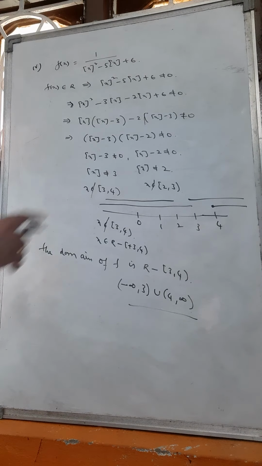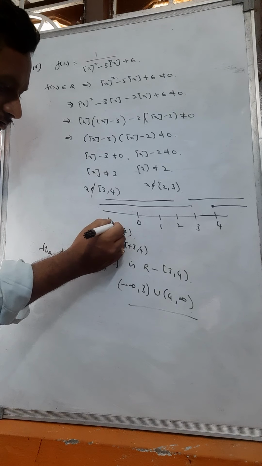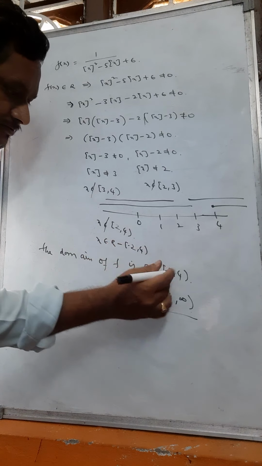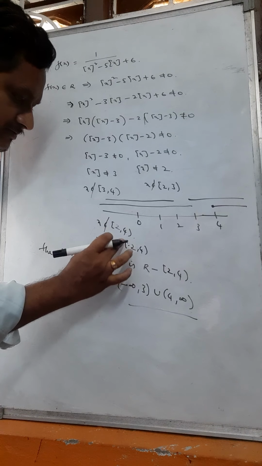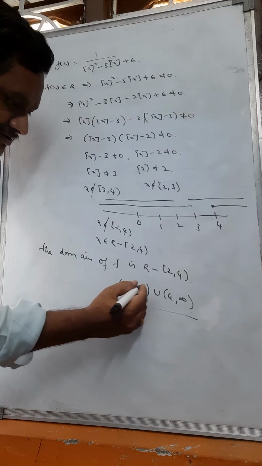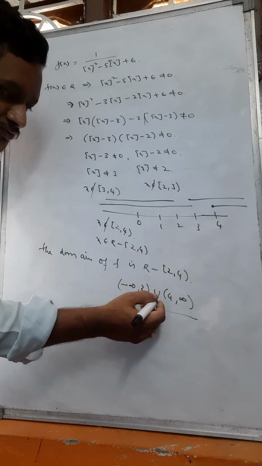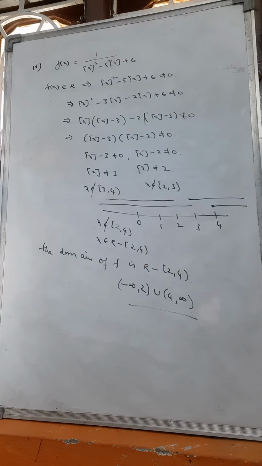Well, one mistake here: from 2 to 4. So here it is minus infinity to 2 union 4 to infinity.